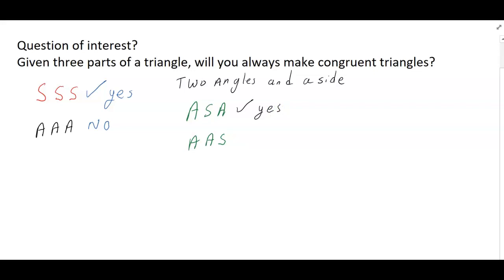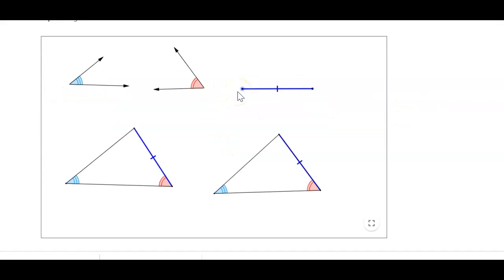Now I'm going to compare that to angle, angle, side. Remember on angle, side, angle, the side was between the two angles. So let's take a look at angle, angle, side. On the screen here we have an example of angle, angle, side. We have the blue angle, the red angle, and then the blue side. Notice the blue side with the tick mark is not between the two angles. So angle, angle, side is different than angle, side, angle, which I showed you previously.